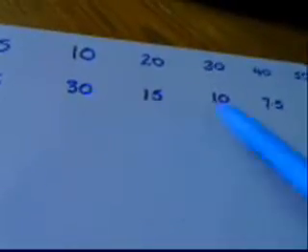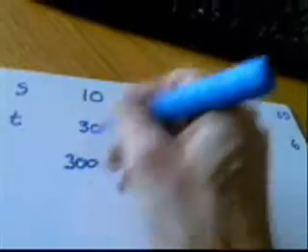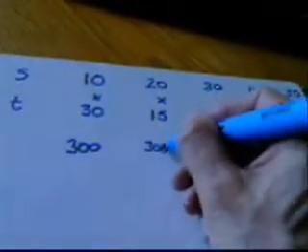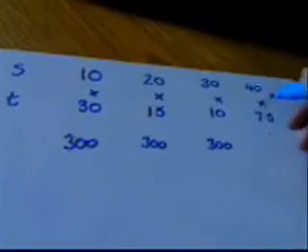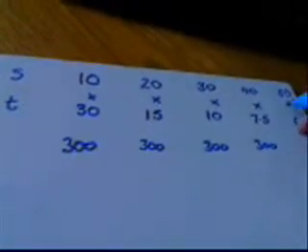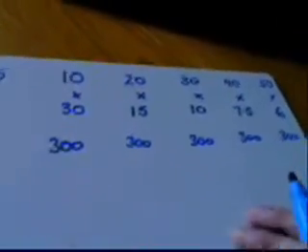If we quadruple the speed, multiply by 4, then the time taken for the journey will be a quarter of that time. Now, a very magical thing happens. If we multiply the two quantities together, we get 300. So 10 times 30, let's multiply those together. 20 times 15 also gives us 300. 30 times 10 gives us 300. 40 times 7.5 gives us 300. And 6 times 50 gives us 300.